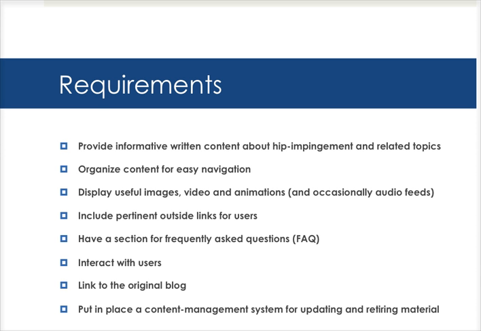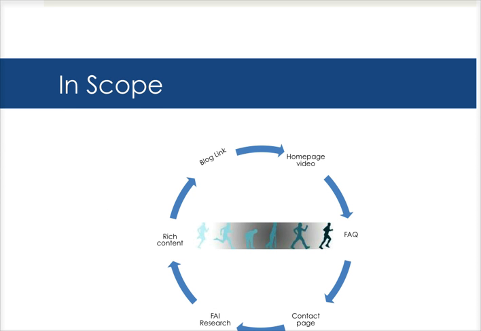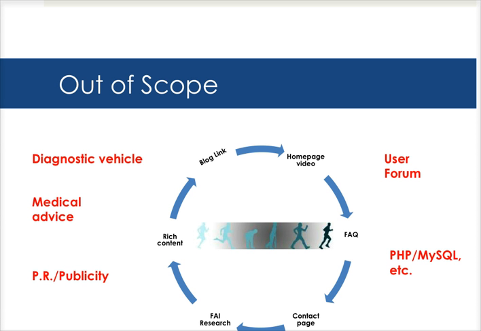So here is how I'm going to make this project a success. I'll need to provide informative written content about hip impingement, organize the content so that it's easy to navigate, display useful images, video, and animations, include pertinent outside links, have a section for frequently asked questions, interact with the users, link to the blog, and put in place a content management system. The website will serve as an independent source of information on hip impingement. It will have rich, varied content that will include everything from the latest news about FAI research to a section on frequently asked questions, and then a self-produced video, which I'm calling Understanding FAI, will be showcased on the homepage.